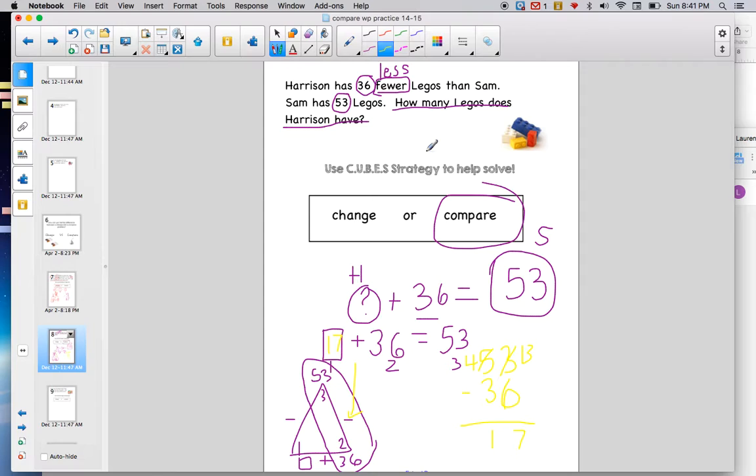All right, so I hope you continue to think, is this change or compare? And once you realize that, then you can just start to set up your equation using the strategies you've been taught.